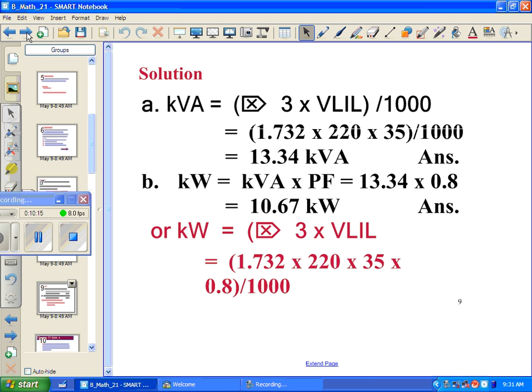And our power, we're just going to multiply that times 80%. That'll give us 10.67 kW.